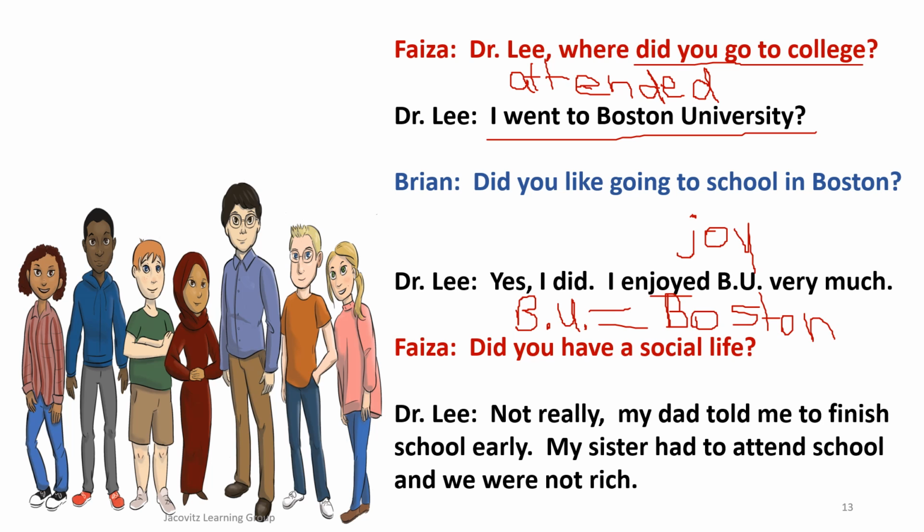Did you have a social life? That means, did you listen to people? Did you go out? Did you go to parties? Here's the thing, I can't fit it, so I'm going to do an abbreviation for university, UNIV. And Dr. Lee says, not really. My dad told me to finish school early. My sister had to attend school, and we were not rich.